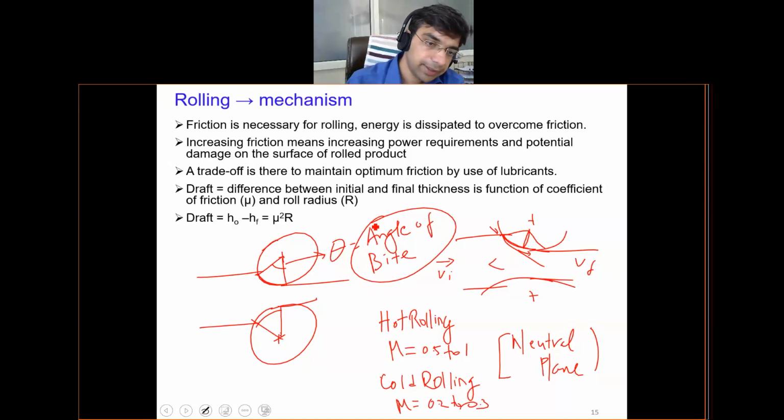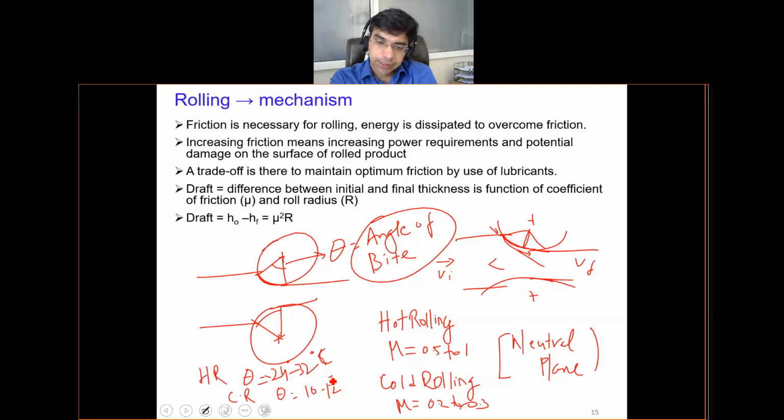process. So this angle of bite, for hot rolling, theta can have very high values, 24 degrees to 32 degrees. For cold rolling, theta will have comparatively lower values, 10 to 12 degrees. So generally you can understand that for finishing type of rolling, where you need a good surface finish, cold rolling is the process used, and where you need to reduce the thickness of the stock to a greater extent, hot rolling is more popular.